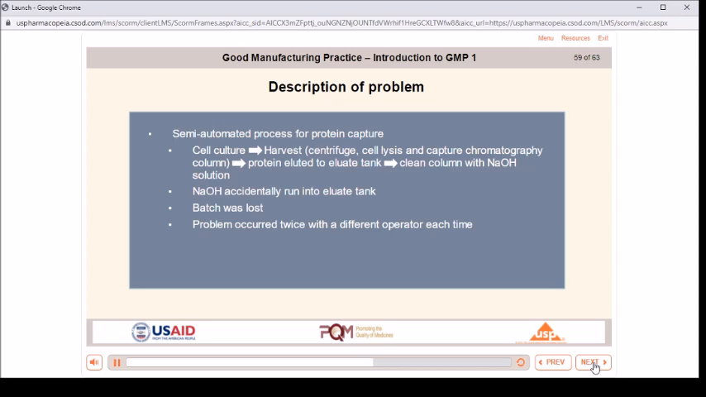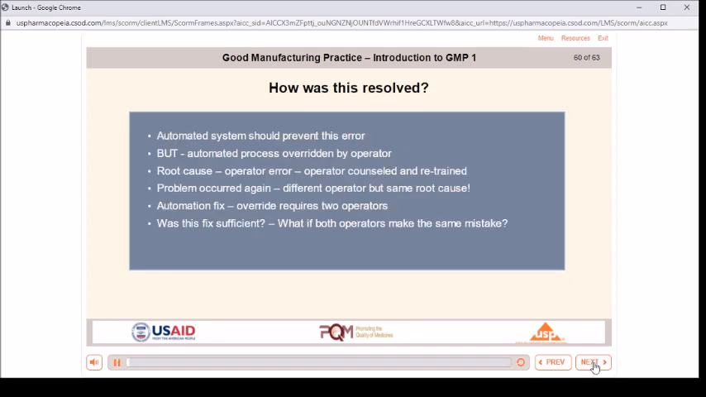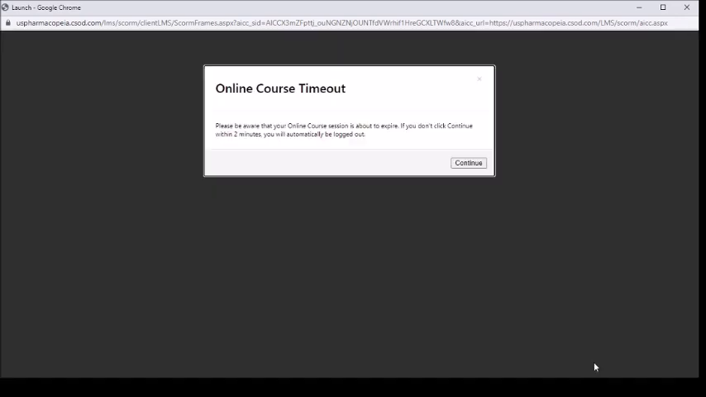The sodium hydroxide was accidentally eluted into the eluate tank with the protein solution, and the entire batch was lost because the sodium hydroxide solution caused hydrolysis and destroyed the protein. It didn't just happen once, but it happened twice before the company took effective action. The automated system should have prevented this error, but the automated process was overridden by the operator. The root cause was determined to be the operator, who was counseled and retrained.